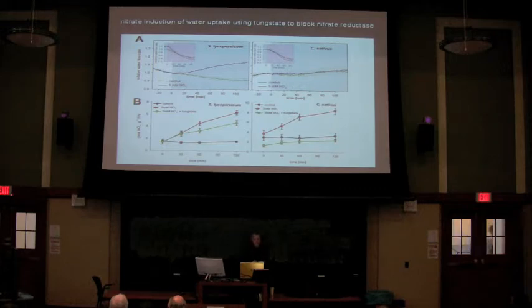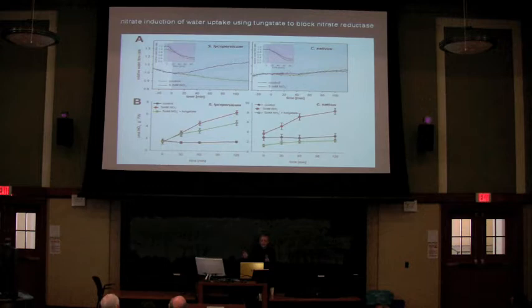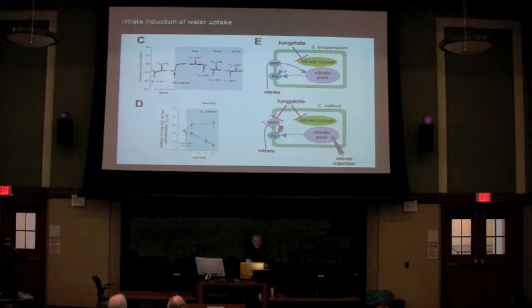And with tungstate we successfully stopped the response to nitrate in cucumber, but not in tomato. When we checked, in both cases the nitrate assimilation path was blocked, but in the case of cucumber we also noticed that we blocked the nitrate uptake transporters with the application of tungstate. So it gave us a very nice, simple experiment to see which part of the pathway is responsible for the changes in aquaporin activity.